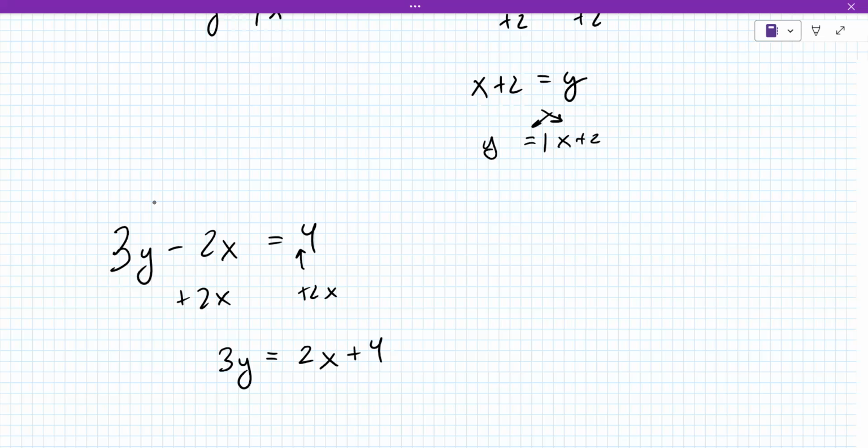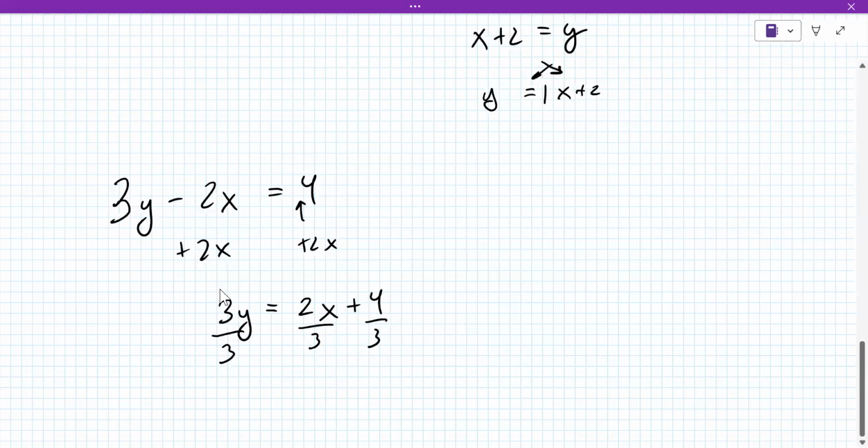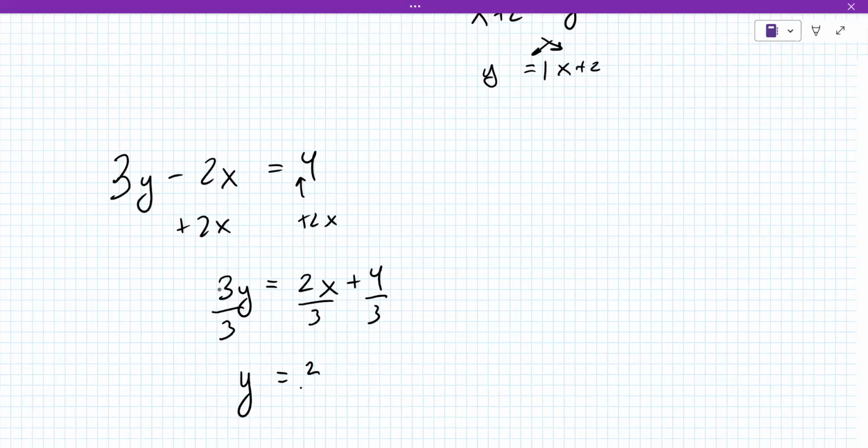How do we do that? How do we undo this 3 in front? Multiply it by 3, or sorry, divide it by 3. Divide by 3, and you divide everything by 3, which means that your slope, it's y equals 2/3 x plus 4/3.